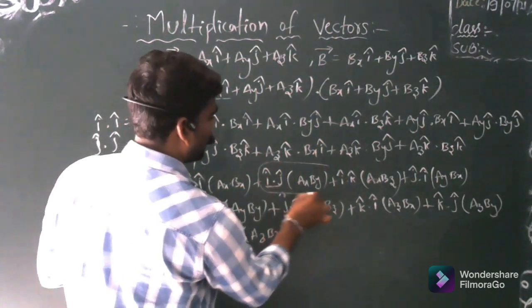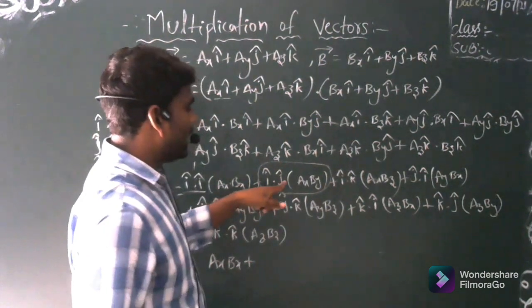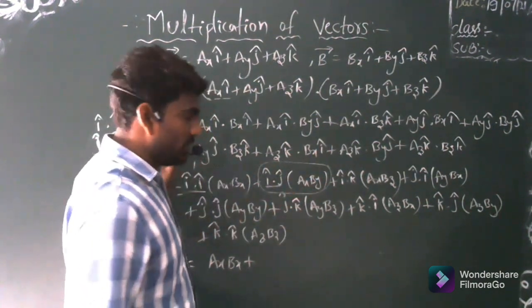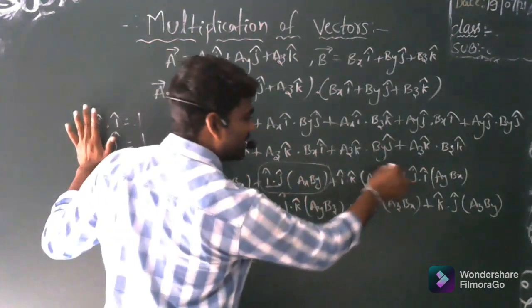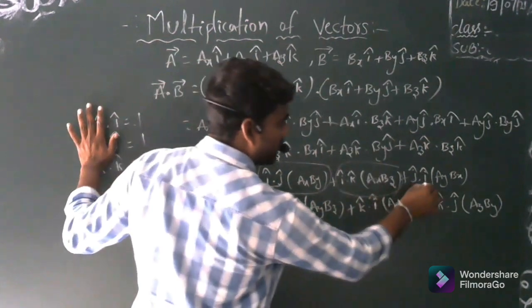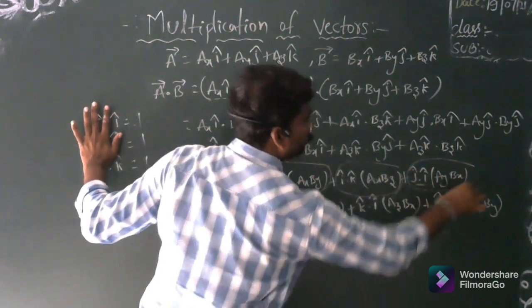So this total component becomes 0. Why? Because I dot J is 0. That 0 is multiplied with any value, again you will get 0. Now I dot K, this is also 0. Next J dot I, this is also 0.